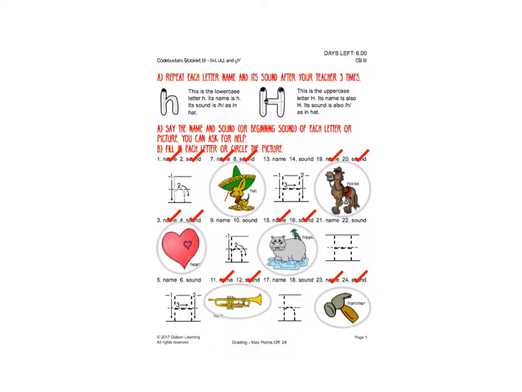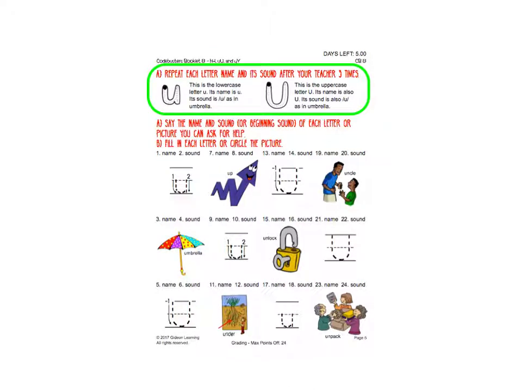Now let's move on to the next letter. Repeat each letter name and its sound after your teacher 3 times. This is the lowercase letter U. Its name is U. Its sound is as in umbrella. U, U, U. And now you can write it.